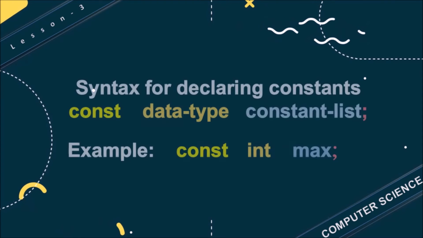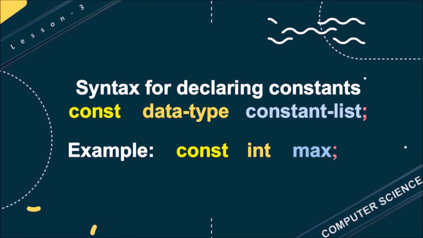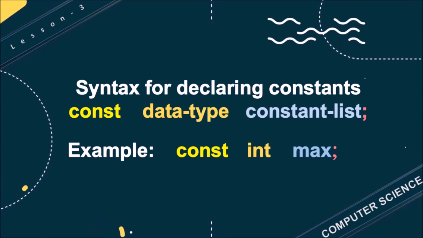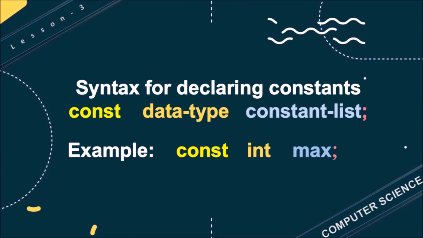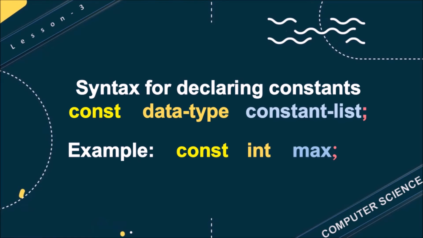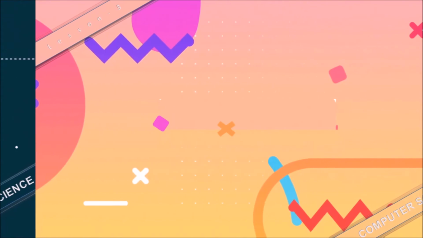Similar is the declaration of constants. We just need to add the keyword const in it. Const, any data type, and then the constant names. For example, const int max. Here const keyword we are using so as to tell that we are going to declare a constant. Int is the data type and max is the name that we are going to use for that constant.